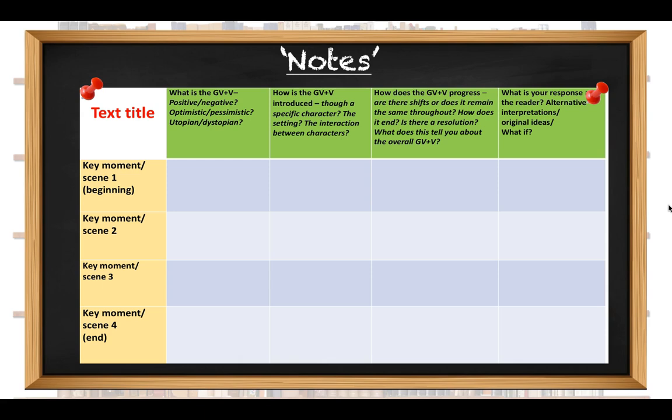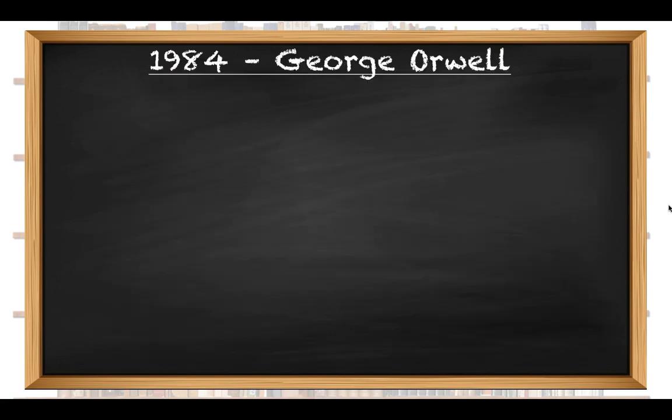Always examine the beginning and the ends of texts, as this is where an author, playwright, or director will be working hard to establish the outlook and bring the vision to a conclusion at its end. Let's take a look at another example.